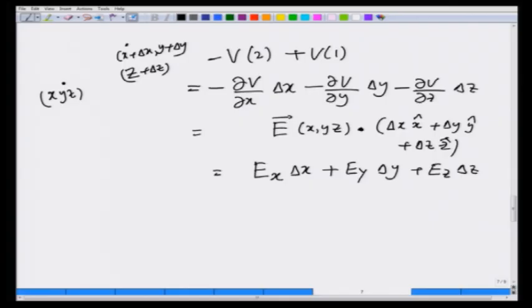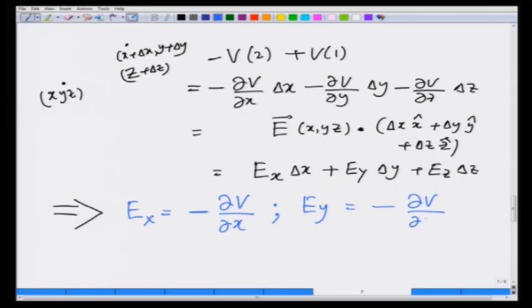I can take delta x equal to 0, delta y equal to 0, delta z equal to 0, or any other combination, and since they are arbitrary, this immediately implies that E x is nothing but minus partial derivative of V with respect to x, E y is nothing but minus partial derivative of V with respect to y, and E z, the z component of electric field, is minus partial derivative of V with respect to z.